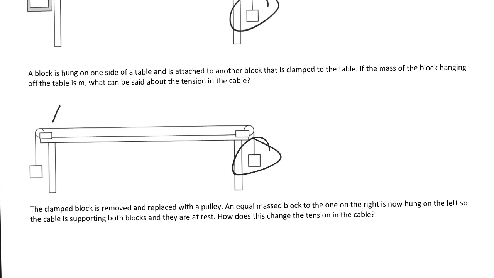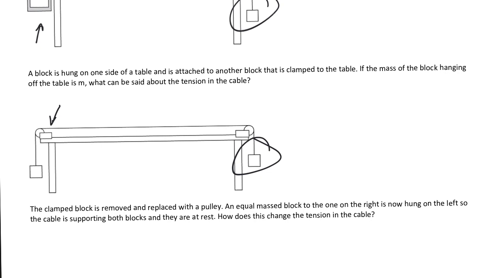We don't have to know why the block isn't moving. Whether it's the clamp from the prior example or the fact that I have a counterbalancing weight, none of that matters. When I'm told that the blocks stay at rest, then the net force is still 0. And that means the tension in the cable has to be equal to the weight of 1 of the blocks.